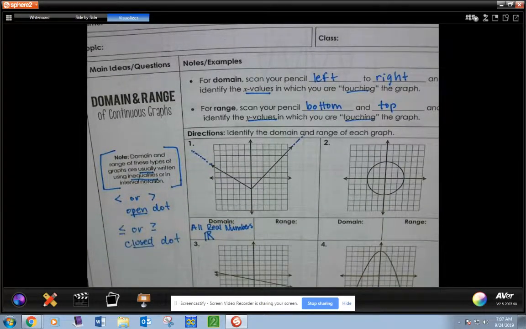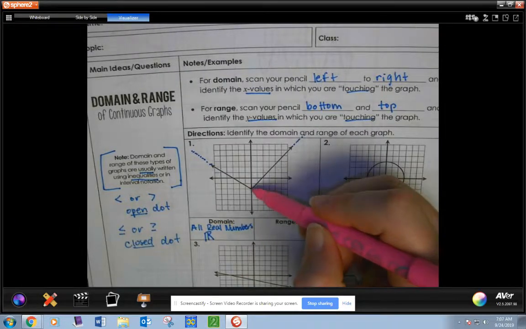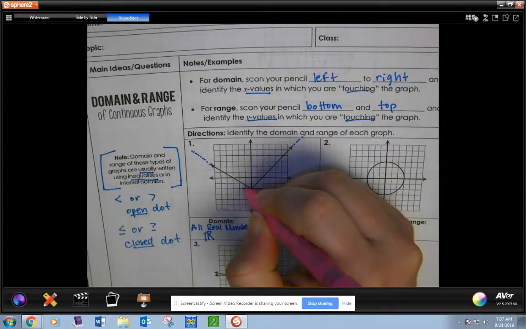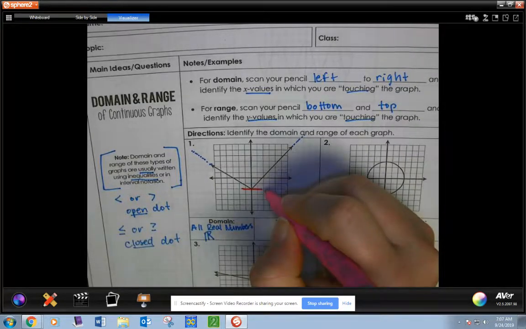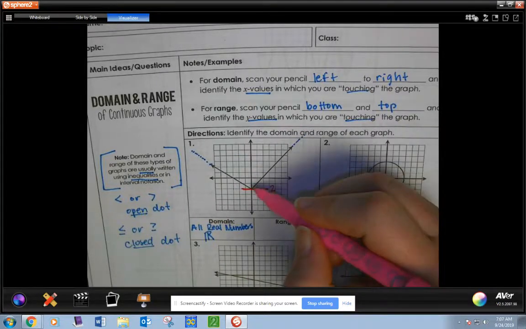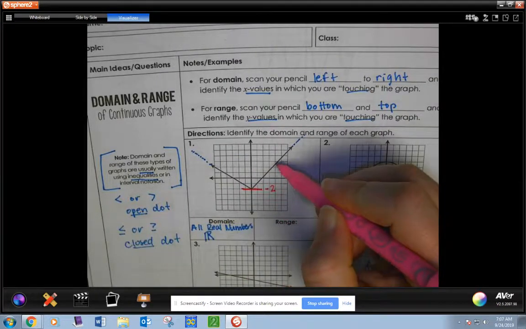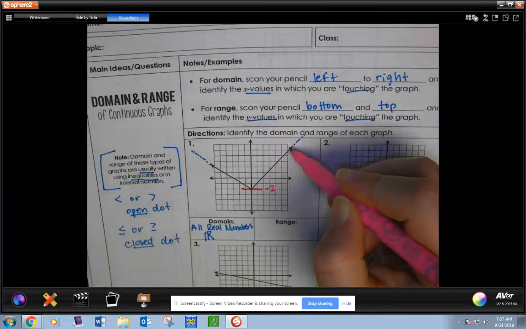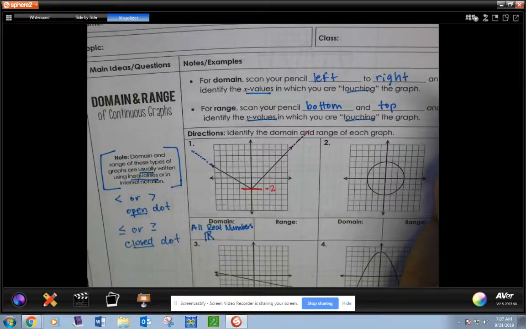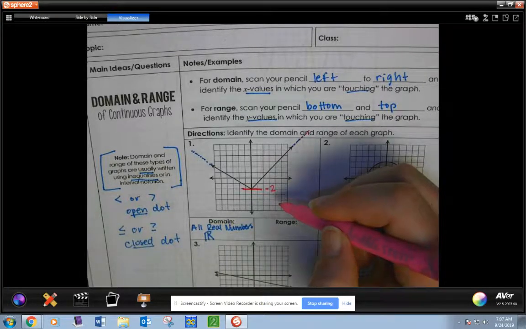Now for range, when you're doing range, you scan bottom to top. So I'm going to start at the low spot, that V. This graph doesn't go any lower than the V, so I'm just going to draw a line straight across right there, and that falls at -2. Then I'm going to scan and see how high this graph goes. And when I follow up the long leg of it, there's an arrow, so that tells me that this graph keeps going up forever. So therefore, there's only one limitation on this graph.